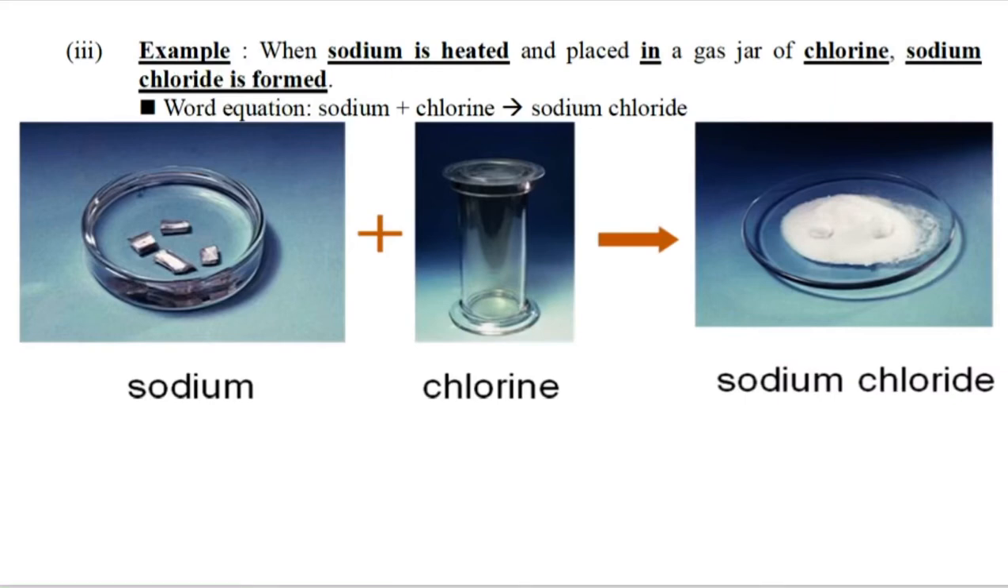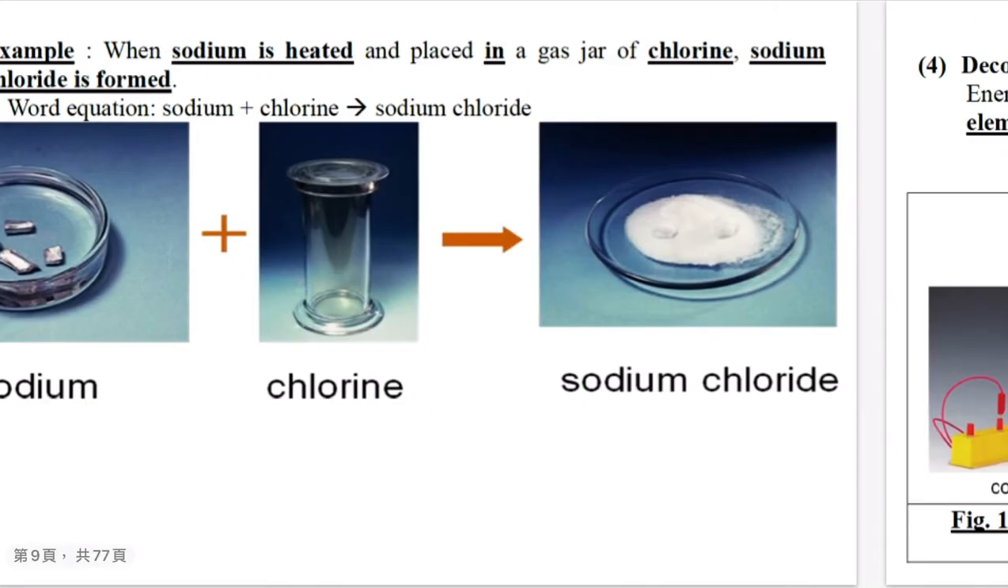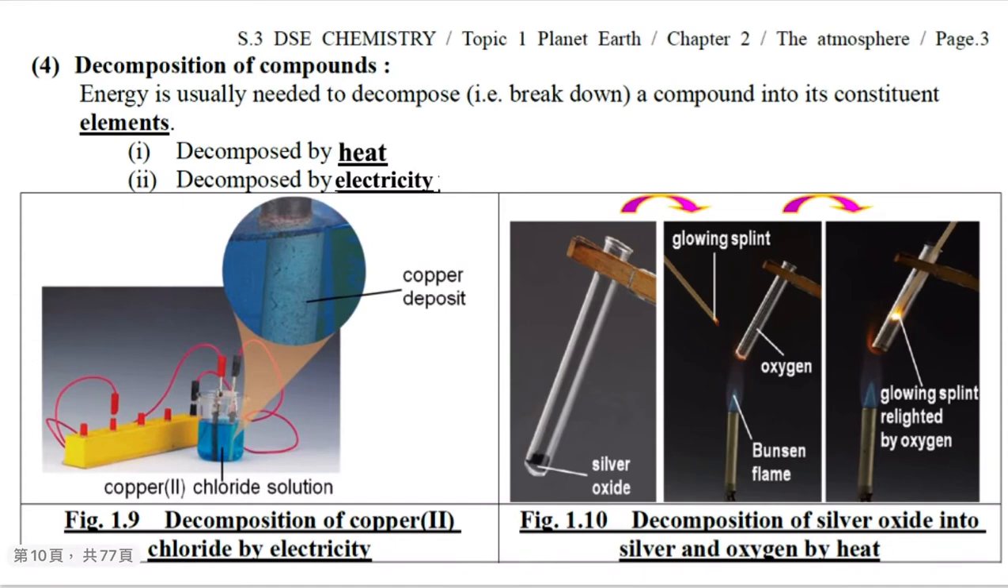Another example is sodium and chlorine. When sodium and chlorine react, they will form sodium chloride. The compound is called sodium chloride. Okay, in the reverse, if the compound decomposes, that means it changed back to its elements here.